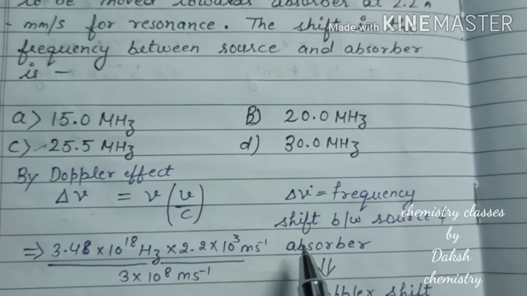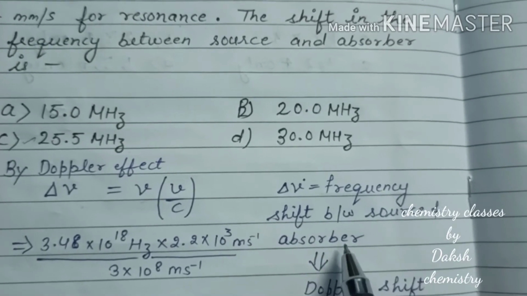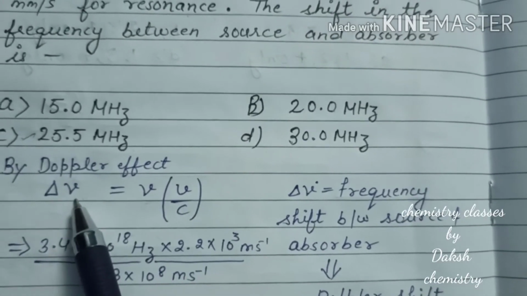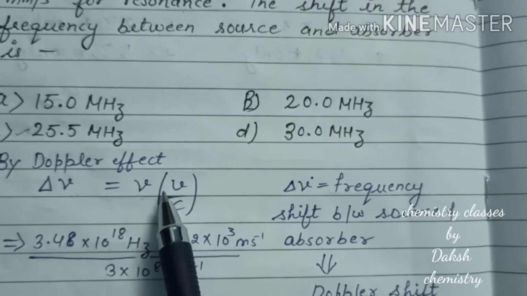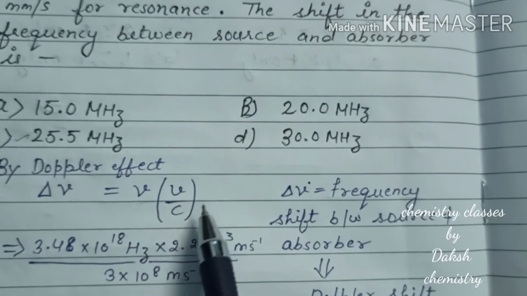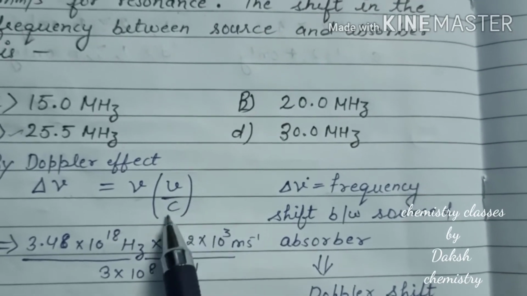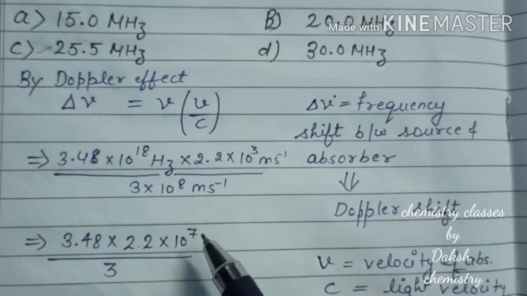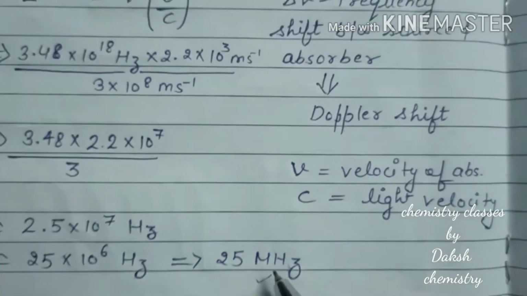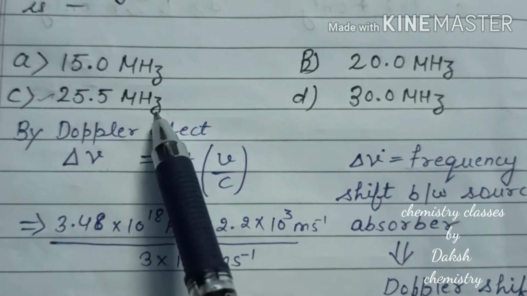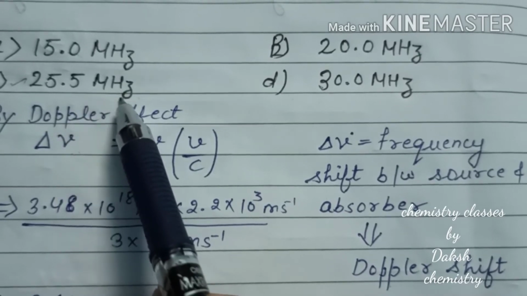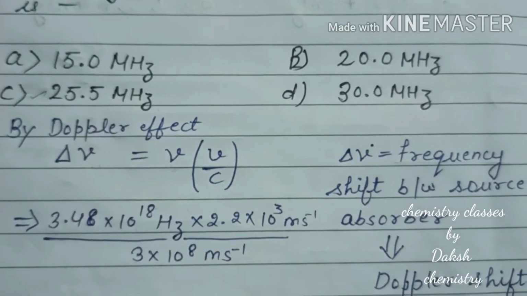So we calculate the frequency shift between source and absorber by Doppler shift. By Doppler shift, del mu is equal to mu into V by C. Mu is the frequency, V is the velocity of absorber and C is the velocity of light. By this formula, we calculate the frequency shift and we get 25 megahertz. So 25 is approximately equal to the option 25.5 megahertz. So the correct option is C.